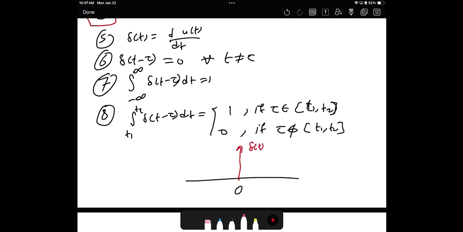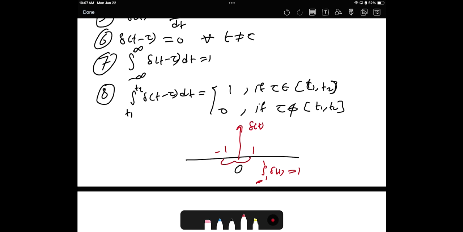So when I do my integration around the 0, I will get 1. If I make my boundaries like negative 1 to 1, then the integral between negative 1 to 1 of delta of t equals 1. But if I make my boundaries outside, for example, negative 3 to negative 2, so the integral between negative 3 and negative 2 of delta of t dt, what do you think?